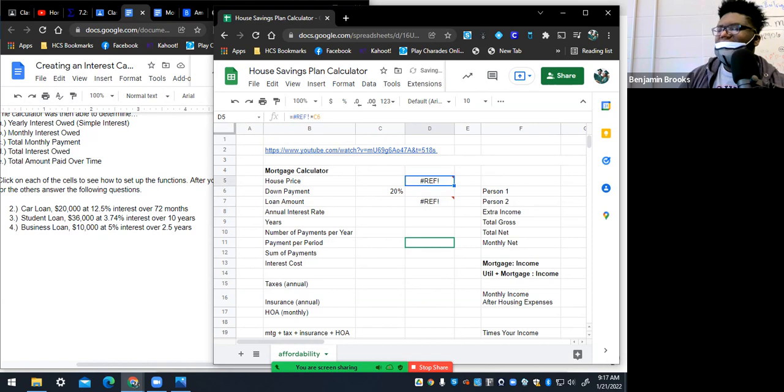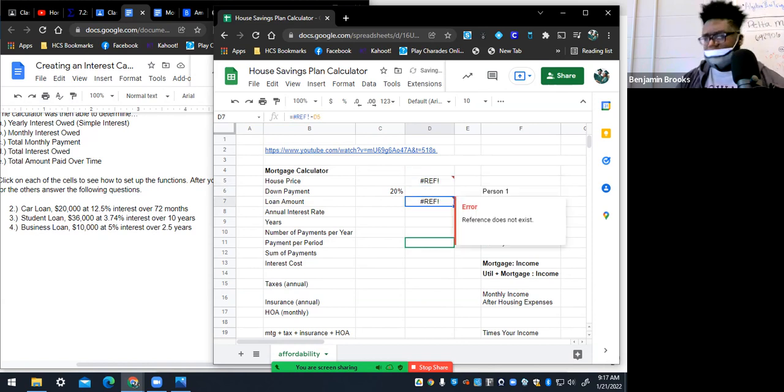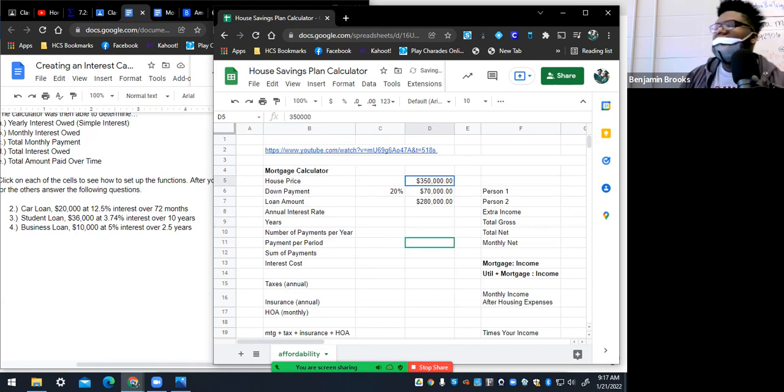The first thing we did was D5 was a dollar sign. That's all we did, click in there. And then C6 is a percentage. Then I put in the numbers, 350,000 and 20%. That's all I've done.